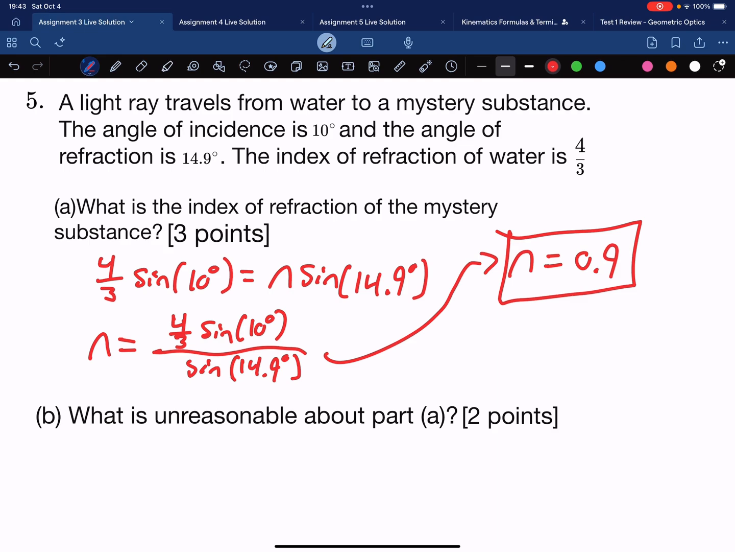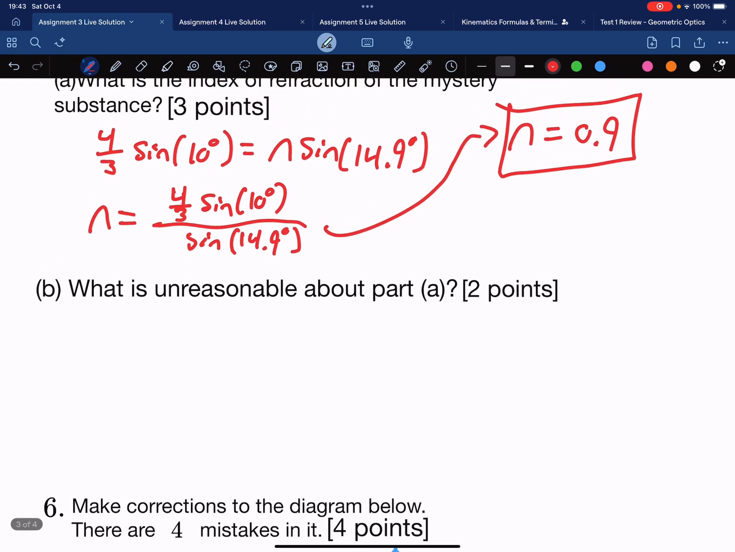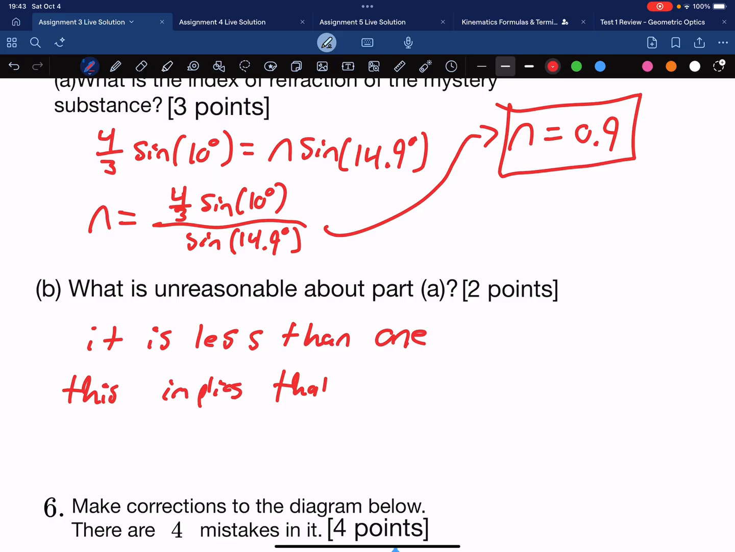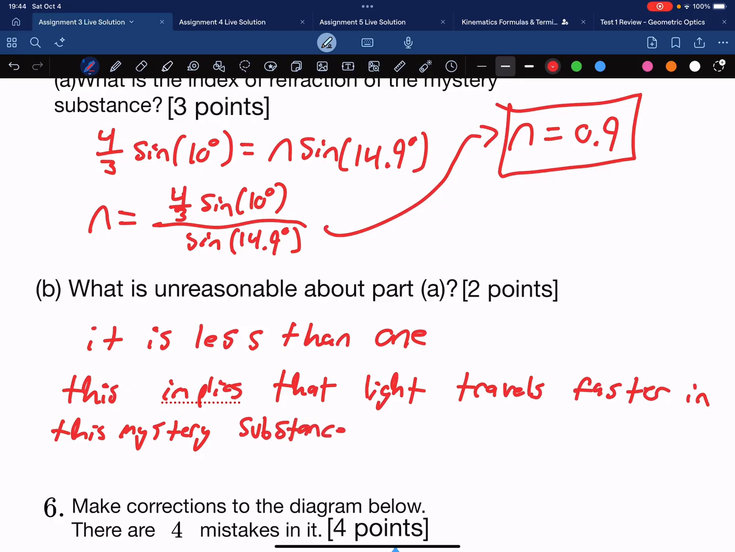And in B, I tell you that something is unreasonable about part A. What I'm looking for here is basically you to just tell me that the unreasonable part is that it is less than 1. This implies that light travels faster in this mystery substance than in a vacuum. And with our current knowledge and technology as humans, we believe this to be impossible. So that is what is unreasonable about 5A.